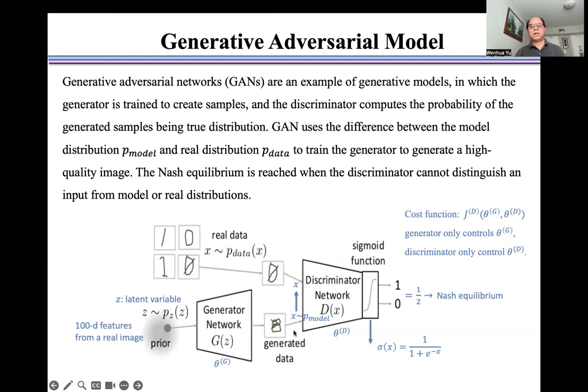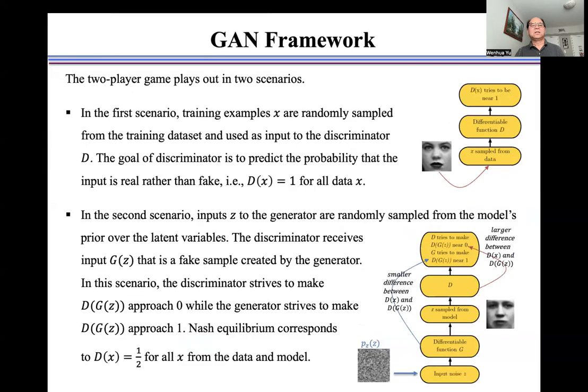GAN is a two-player minimax game. The generator and the discriminator fight each other until they reach the Nash equilibrium. The two-player game plays out in two scenarios.